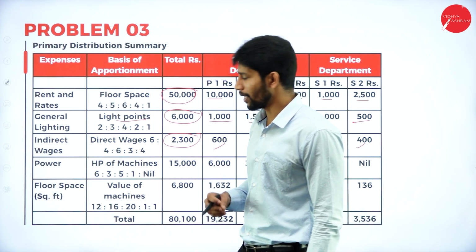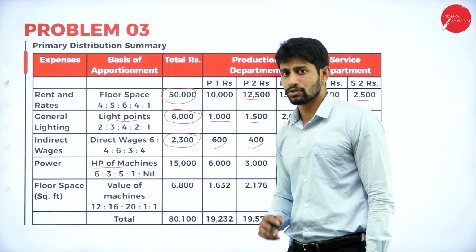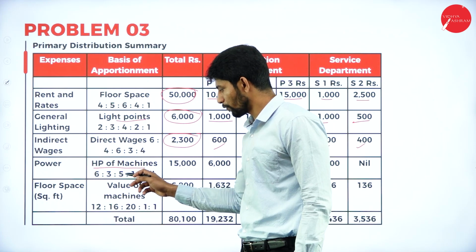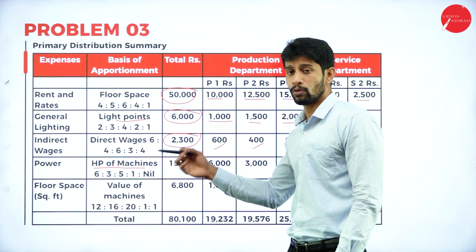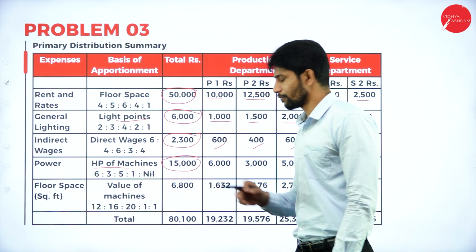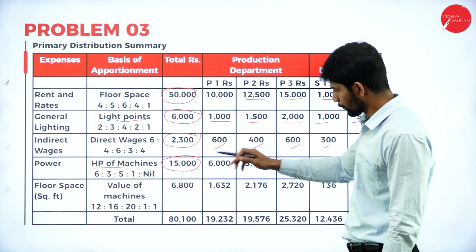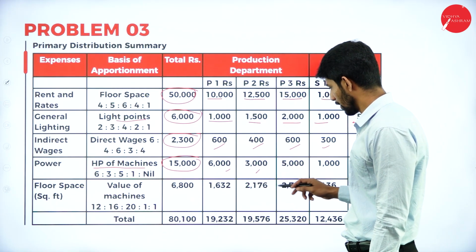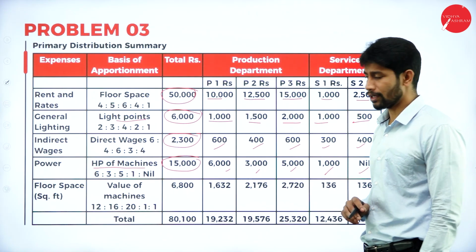Next, power. So how do you distribute power? You distribute the power on the basis of HP of machine. Based on that, we already found the ratio, 6:3:5:1:0. That is, for service department 2, no power is used. So total expenditure is 15,000. If you distribute among the departments, here 6,000, 3,000, 5,000, 1,000, nil. Nil because no power is used.